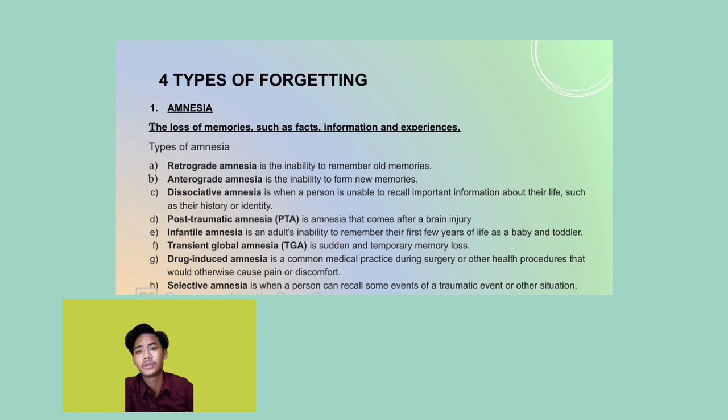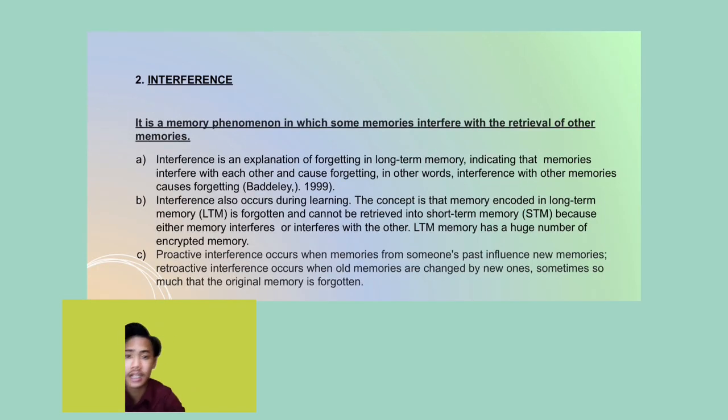And then we're moving on to the second one, which is interference. Interference is a memory phenomenon in which some memories interfere with the retrieval of other memories. Interference is an explanation of forgetting in long-term memory, indicating that memories interfere with each other and cause forgetting. In other words, interference with other memories causes forgetting.